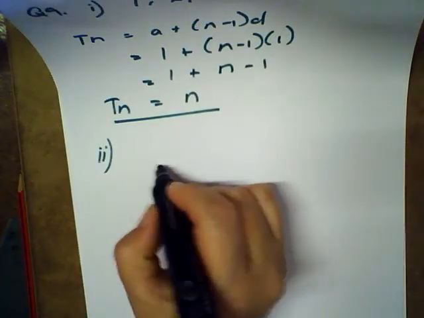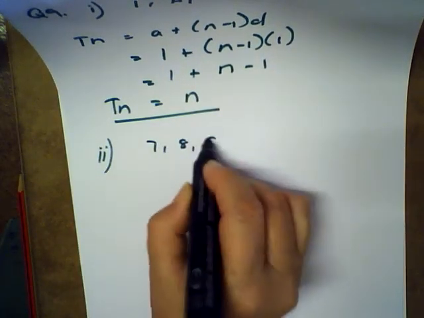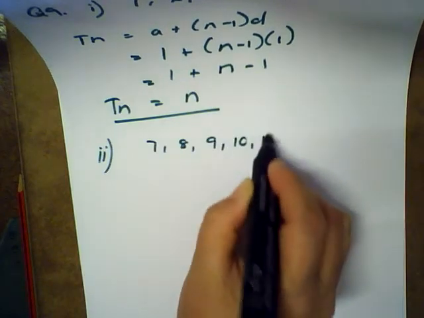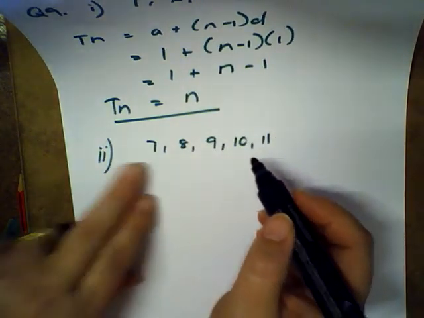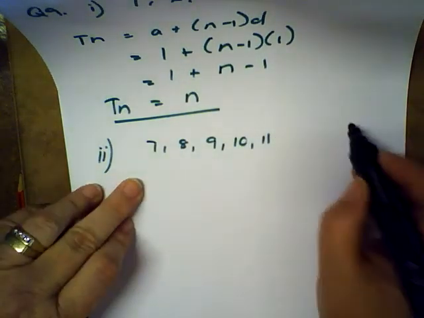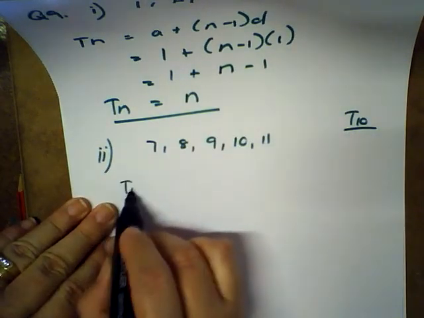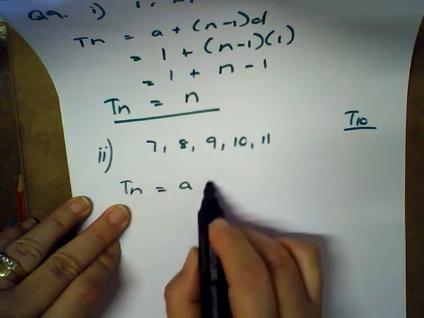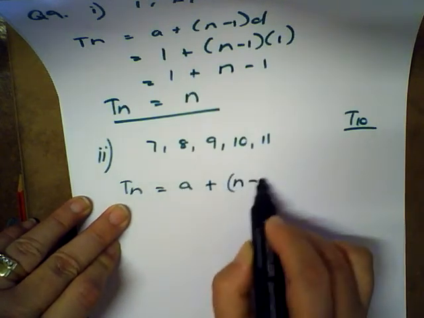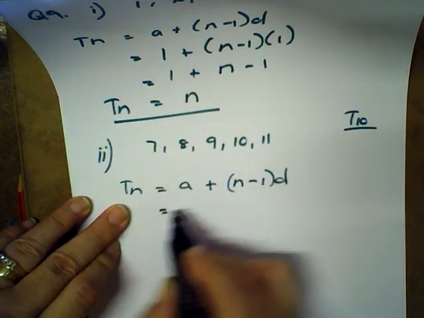Okay, so we have 7, 8, 9, 10, 11. And the 10th term, we'll look at just now. We'll work out what the 10th term is. The nth term, let's find that first. Again, I know it's an arithmetic sequence, so I can use my arithmetic formula.